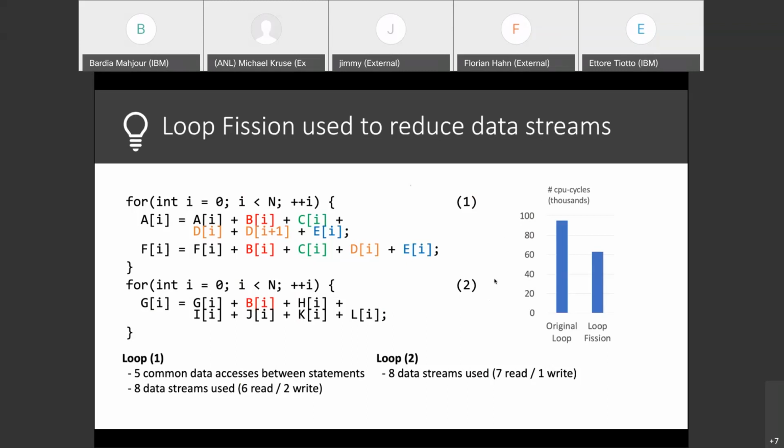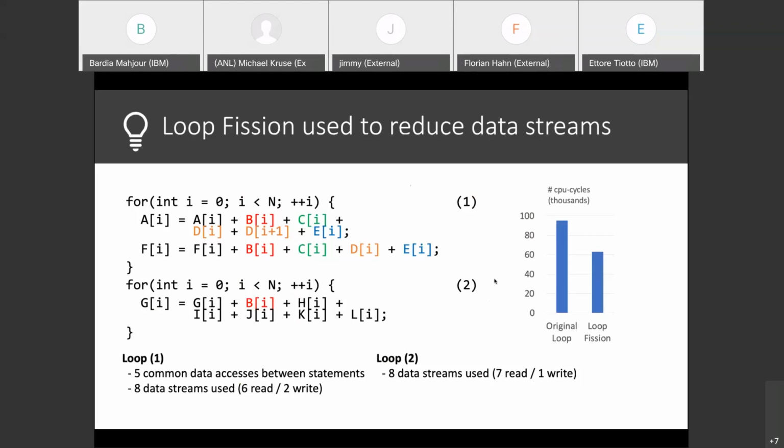If we do that, then we still have common data access between the statements in the first loop. There are 8 data streams that are used in the first loop, 2 are write and 6 are read. And the second loop also has 8 data streams. So we are in kind of this ideal situation where we do not exceed the maximum number of data streams that the hardware can track.